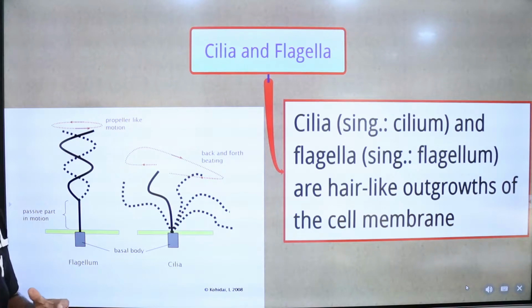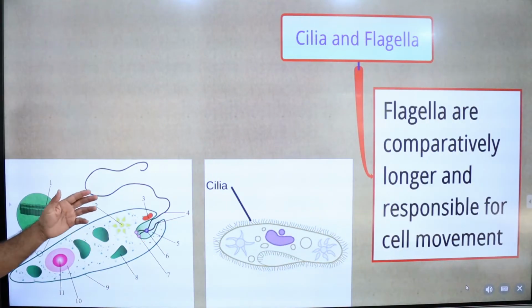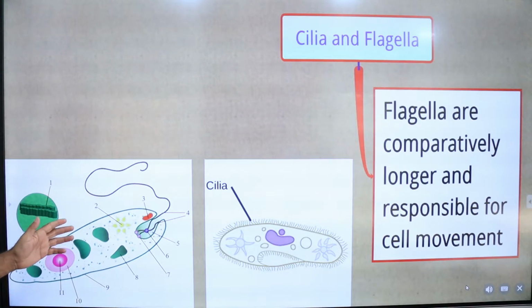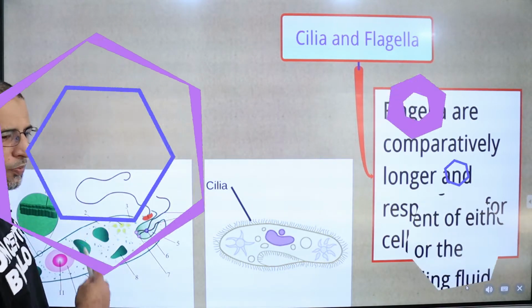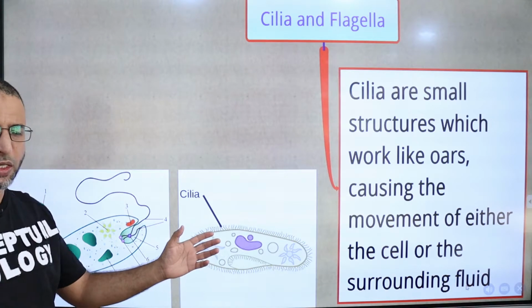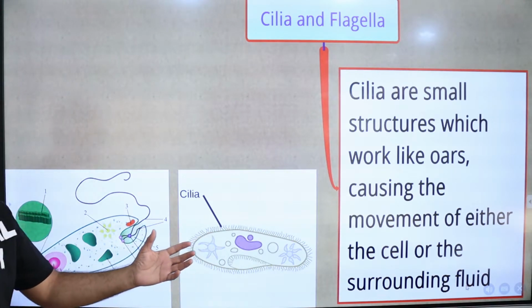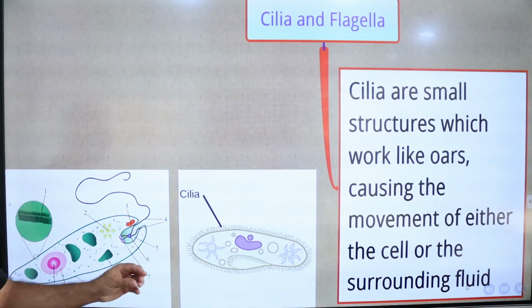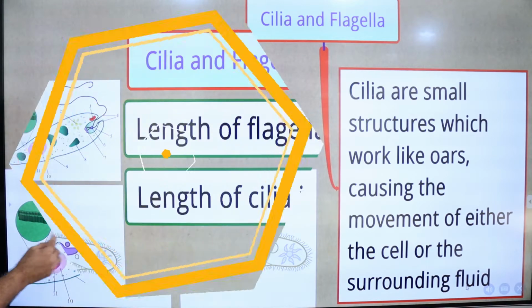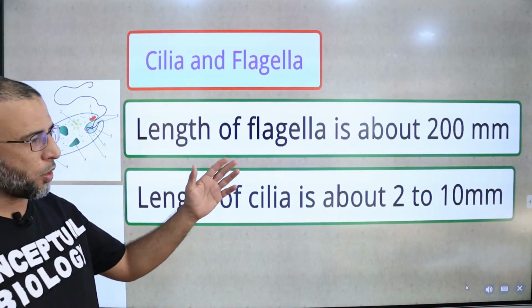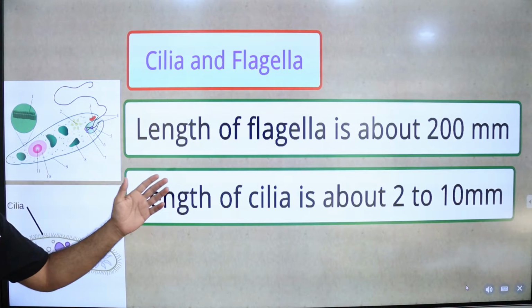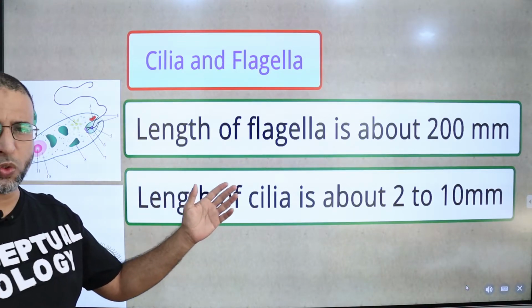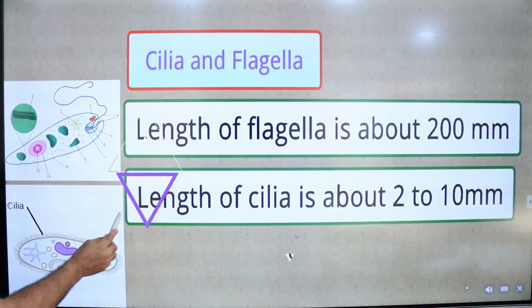They are hair-like outgrowths of cell membrane. Flagella are comparatively longer and responsible for cell movement. Cilia are small structures which work like oars, causing the movement of either the cell or the surrounding fluid. Length of flagella is about 200 micrometer and length of cilia is about 2 to 10 micrometer.